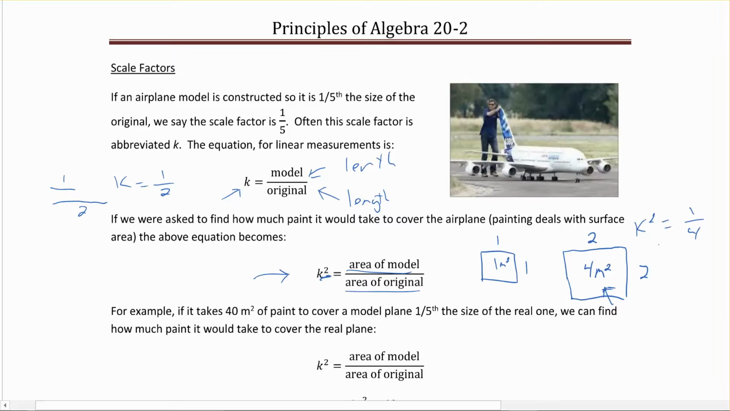But behind what I've done here, there's a question that says if an airplane model is constructed so it is 1/5 the size of the original, we say that the scale factor is 1 over 5, right? And you've done that in the last one. Often the scale factor is abbreviated K. The equation for linear measurement, like we said, was this. If we asked to find out how much paint it would take to cover the airplane, painting deals with surface area. The above equation becomes, so that's now this equation, right?